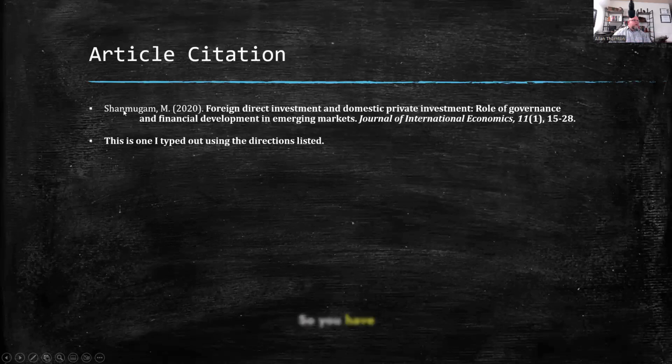So you have Shinmugam, the author's name, with a comma, and then just the M. Notice there's not a middle initial here. In the article where it had the name of the author, there was not a middle initial listed. If you can't find a middle initial, don't worry about trying to fit one in there. Don't make it up and put one in there. But then it's going to be that it was from a journal that came out in 2020, the period after it.